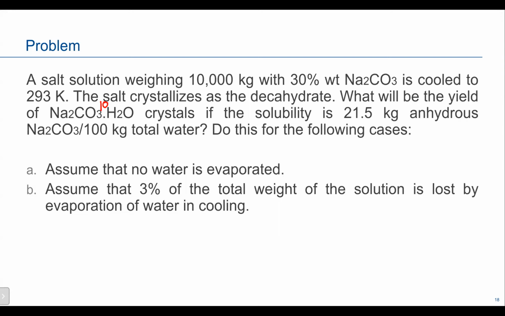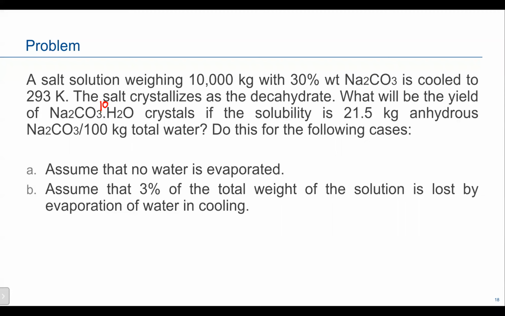Sodium carbonate decahydrate crystals. If the solubility is 21.5 kilogram anhydrous Na2CO3 per 100 kilogram total water. So given ka ng solubility. And you should perform this calculation for the following cases. Number one, first you have to assume that no water is evaporated. Naalala nyo kanina yung water removed. So assume nyo muna for letter A na wala yon. And letter B, assume that 3% of the total weight of the solution is lost by evaporation of water in cooling.